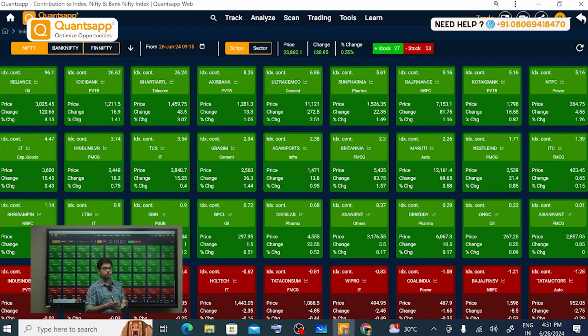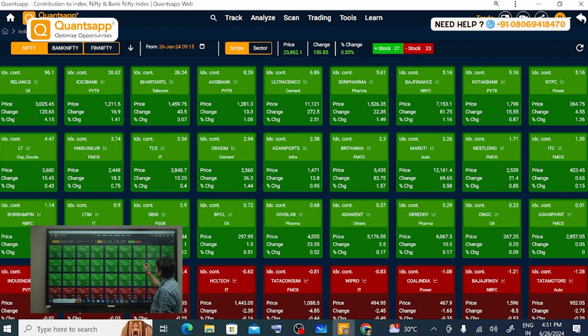That means which stock has given more than 2 or 3% return. Here you can see all these green stocks were on the positive side. I can see Reliance from the oil sector, it has moved more than 4%, that means 120 points. ICICI Bank is 1.41, then Bharti Airtel 3%, Axis Bank 1%, then UltraTech Cement, you can say 2%. Look at the percentage change.